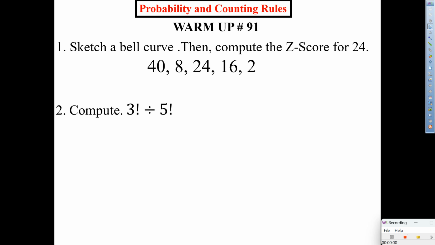Number 91, sketch a bell curve, then compute the z-score for 24. And number 2, compute 3 factorial divided by 5 factorial. Share with your neighbors, see what you got.